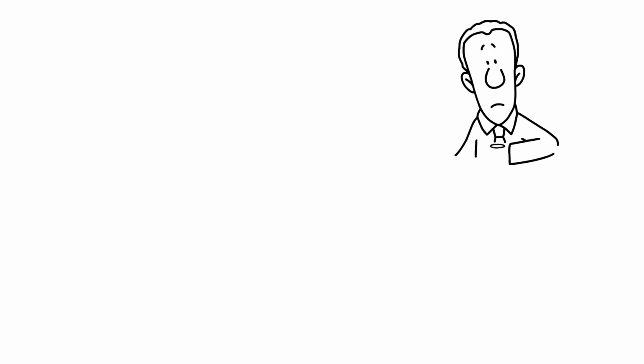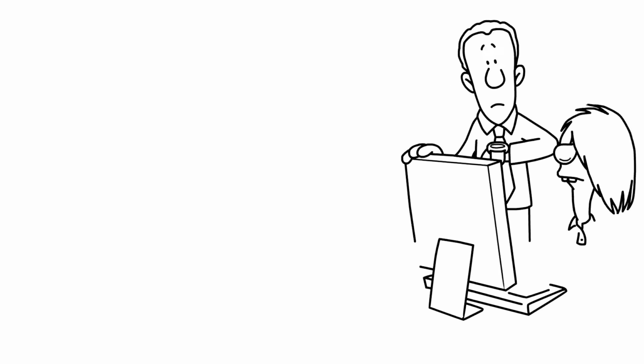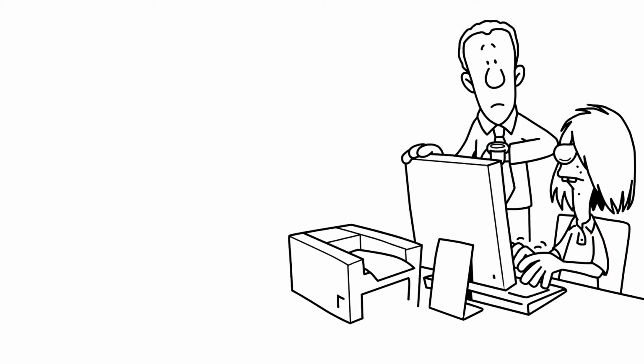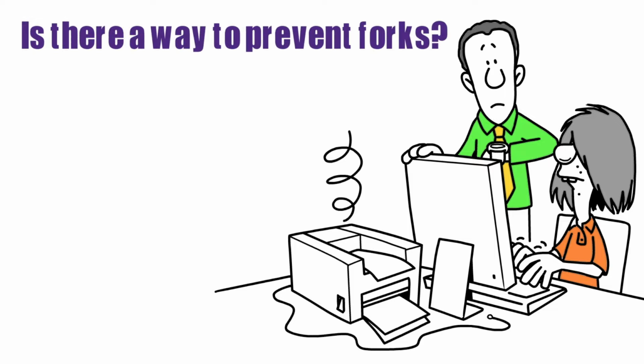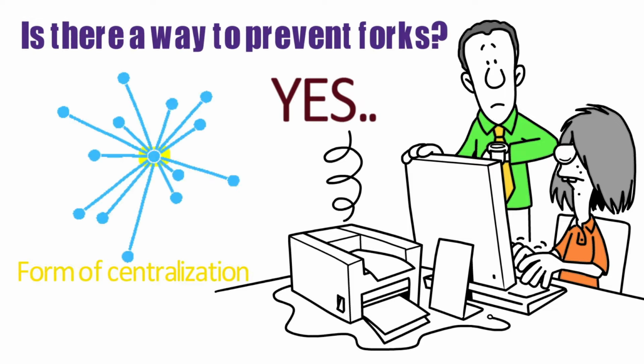Sometimes forks are created because of human error. Certain developers may not be aware that their version of code is incompatible with the current one or want to fork off for personal reasons. Is there a way to prevent forks? Yes, but not without some form of centralization.